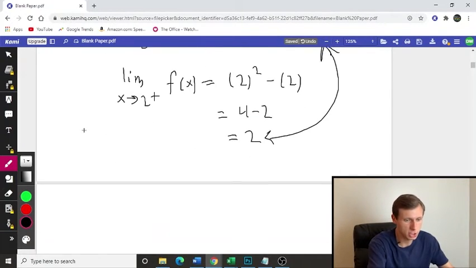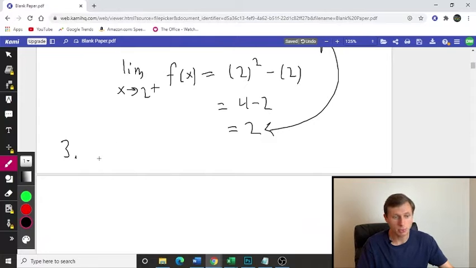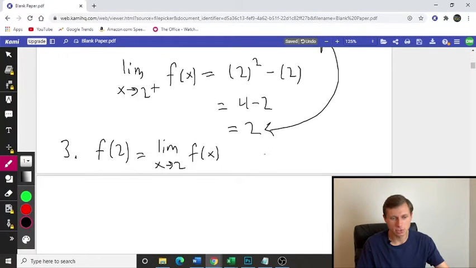And now the final check, step 3, is that we need to prove that f of 2 is equal to the limit as x approaches 2 of f of x. And since the value of f of 2 was just 2, and the limit as x approaches 2 was also 2, with those two equal to each other, we get the check marks. It is continuous.